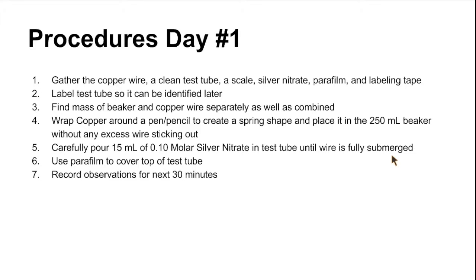Once you finish that, carefully pour 15 milliliters of 0.10 molar silver nitrate into the test tube until the wire is fully submerged. Make sure to do this carefully because silver nitrate can stain your clothes as well as your skin. Finally, use parafilm to cover the top of your test tube and record your observations for 30 minutes. Lastly, place your test tube in the test tube rack.